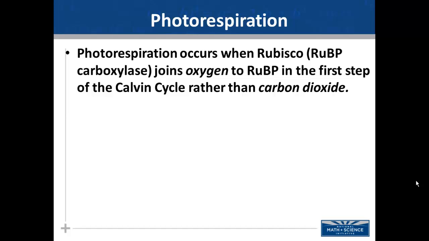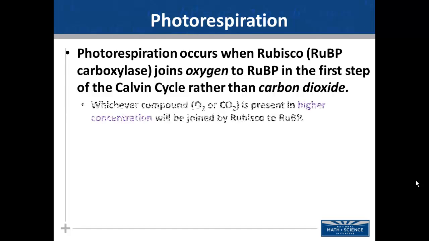It's a negative process. Photorespiration is when Rubisco, remember that enzyme we talked about, RUBP carboxylase, joins oxygen to RUBP in the first step of the Calvin cycle rather than carbon dioxide. We talked about CO2 coming in through the stomata and then being joined by Rubisco to RUBP. Then we go through the Calvin cycle, and we get our G3P or our glucose as the product. Well, photorespiration happens when oxygen is joined to RUBP instead of carbon dioxide.